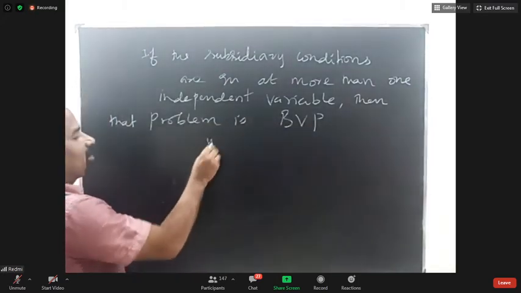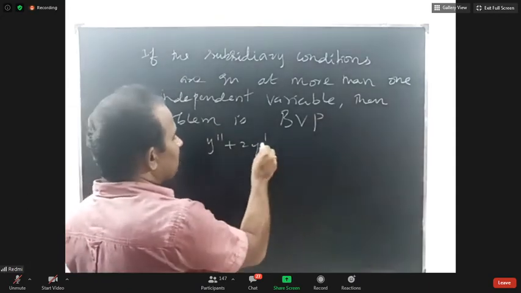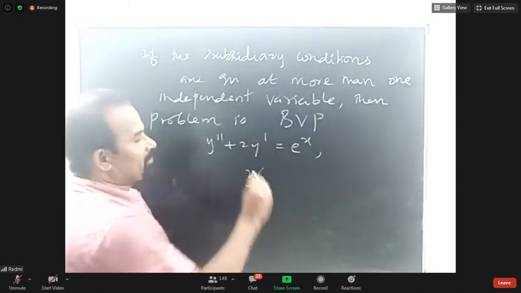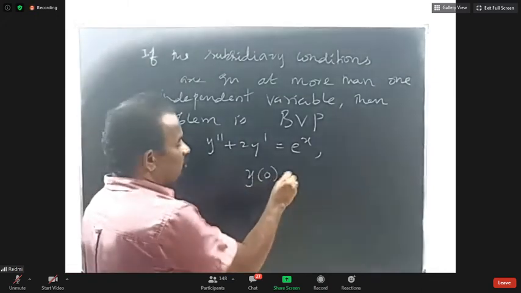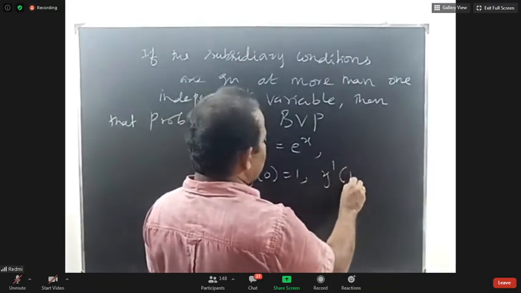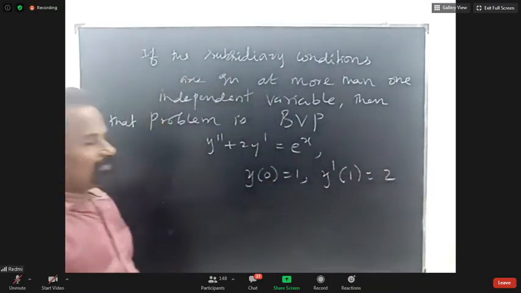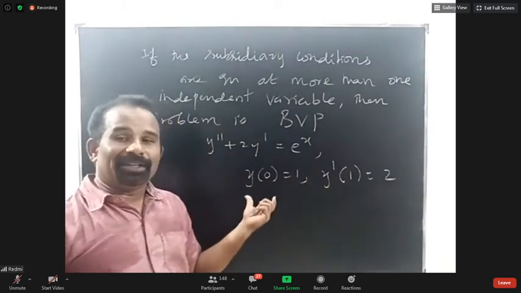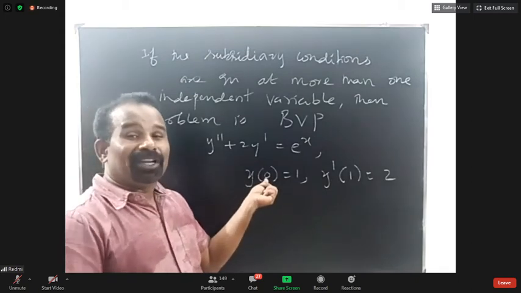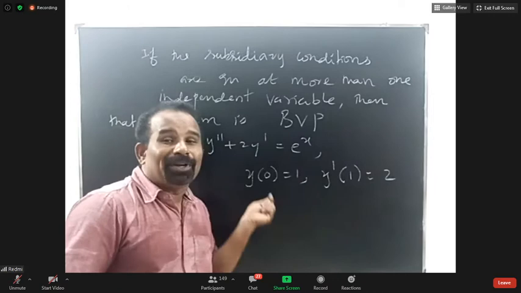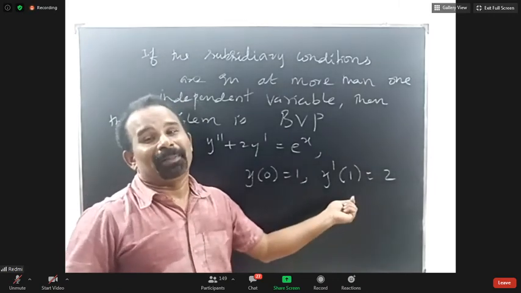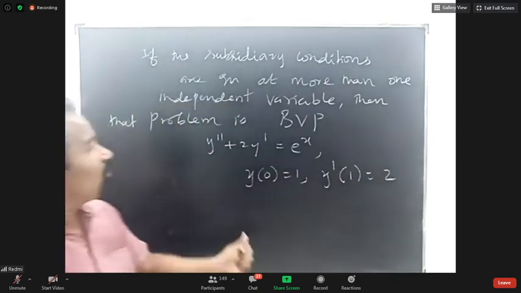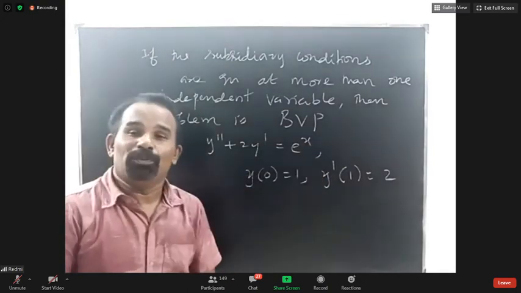So similarly, we can take y double dash plus 2y dash is equal to e power x, and the subsidiary conditions are y of 0 is equal to 1 and y dash of 1 is equal to 2. Here there are two subsidiary conditions, at two different values of the independent variable x. Therefore, this problem is called a boundary value problem.